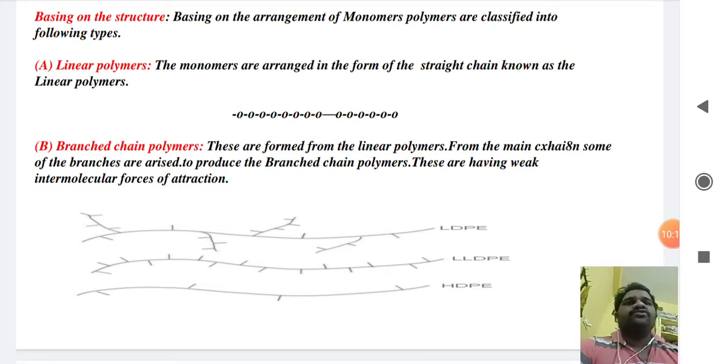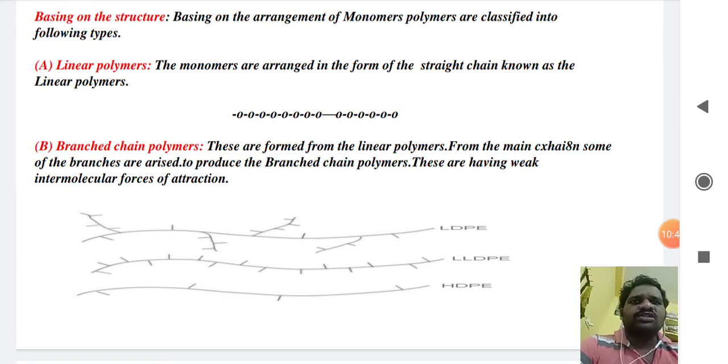Now the second kind of polymer is called the branched chain polymer. The branched chain polymers are produced from the linear polymers. The linear polymers are produced, and from the linear polymers a number of branches arise. This kind of polymer is called a branched chain polymer. Now this is the diagram which acts as a branched chain polymer.